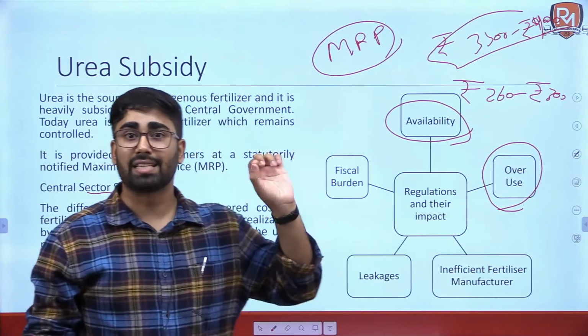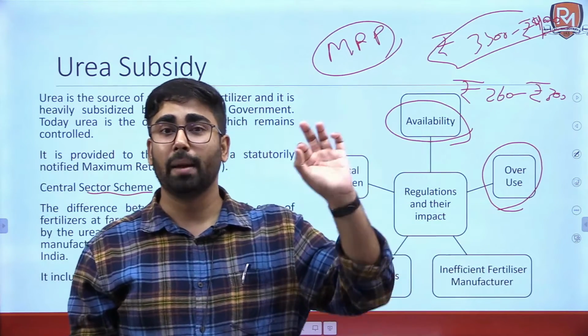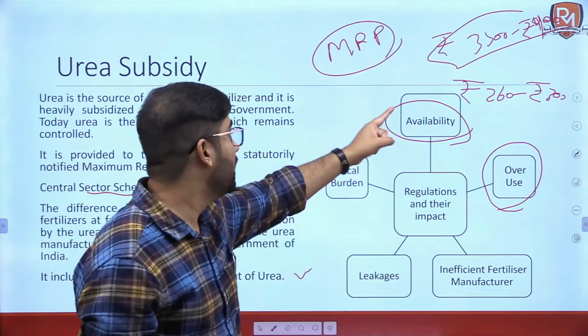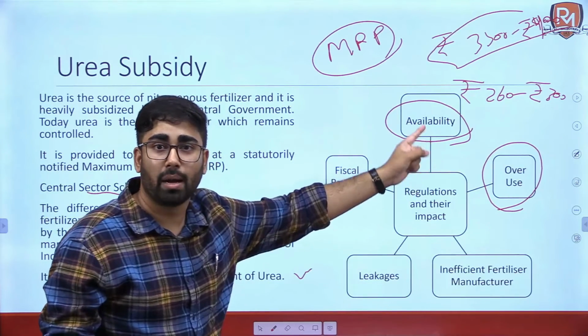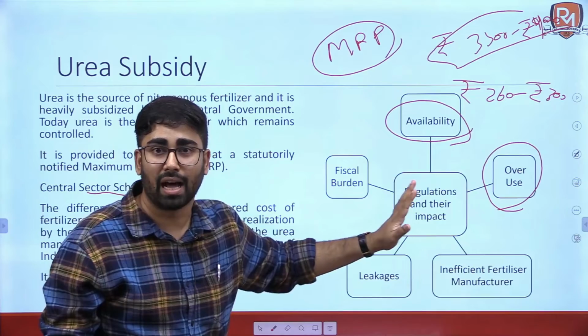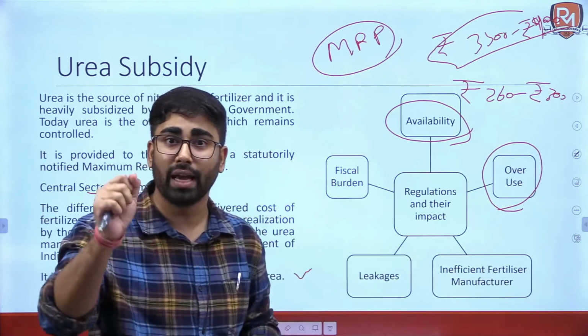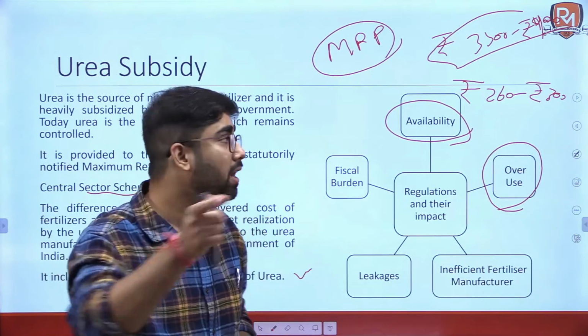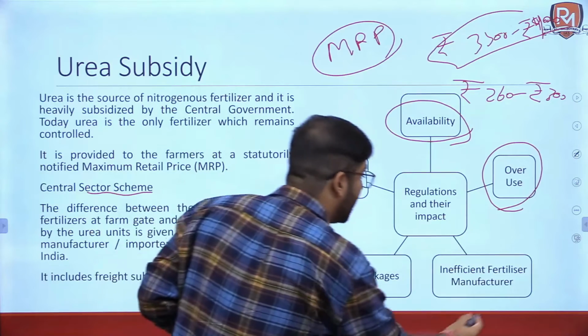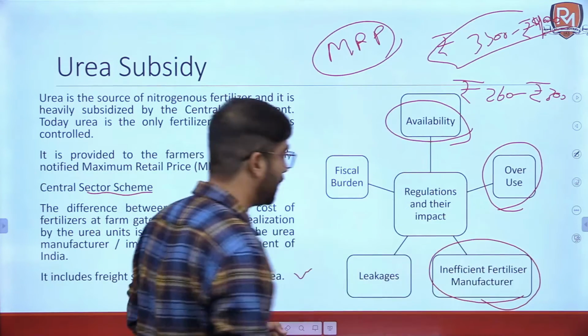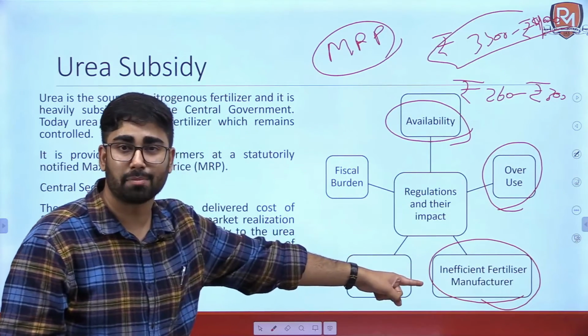हमने देखा कि इसका import अभी भी controlled है। import control होने का मतलब क्या है कि इसकी availability ensure करना पूरे इंडिया में अभी भी एक difficult task है कि कहां पर कितना चाहिए, क्योंकि अभी भी controlled है, मार्केट नहीं, गवर्नमेंट कंट्रोल कर रही है। Then there is inefficient fertilizer manufacturer. फर्टिलाइजर यूरिया सब्सिडी क्या है?